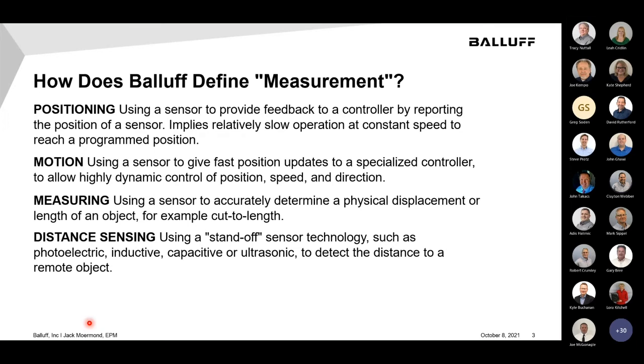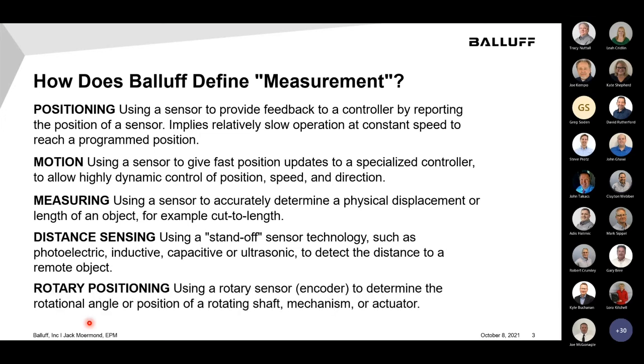And then the last one is rotary position. With that, you're going to use some sort of an encoder. Could be an optical encoder, could be one of our BML type encoders, but we're going to use that to determine rotational angle or speed, or actually even could be a distance as well. So a lot of different ways to define this stuff.